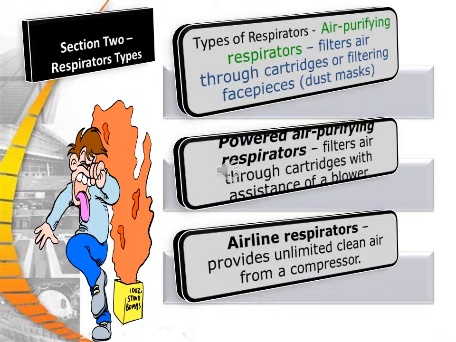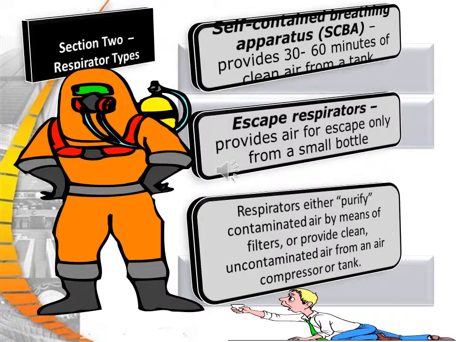Types of respirators. Air purifying respirators filter air through cartridges or filtering facepieces. Powered air purifying respirators filter air through cartridges with the assistance of a blower. Airline respirators provide unlimited clean air from a compressor. Self-contained breathing apparatus provide 30 to 60 minutes of clean air from a tank. Escape respirators provide air for escape only from a small bottle.